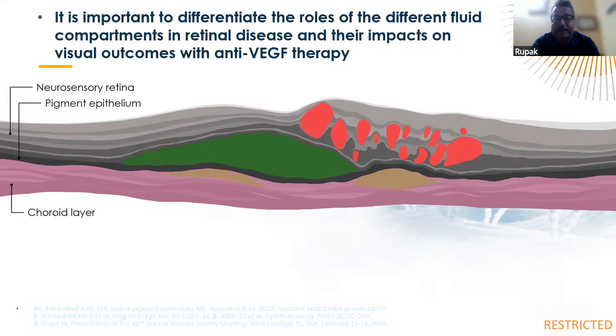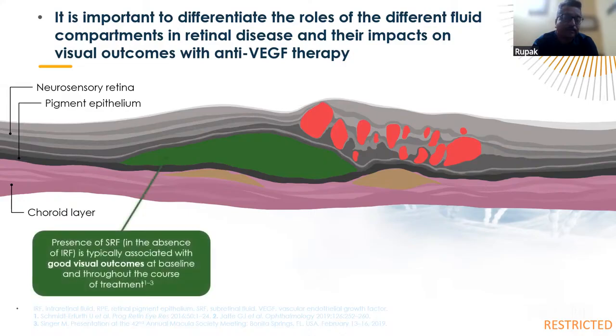If you look at the retina, the red dots are your intraretinal fluid. The green area is the subretinal fluid, and below you have the choroidal layer, where you can tend to get the sub-RPE fluid. The presence of subretinal fluid and the absence of IRF is typically associated with a good visual outcome at baseline and throughout the treatment course.